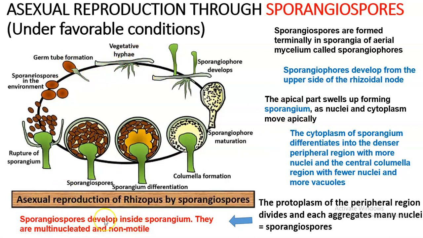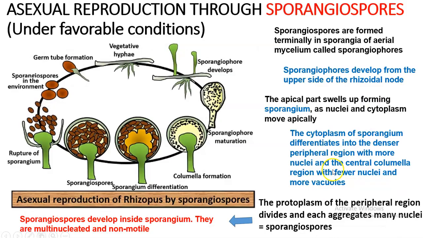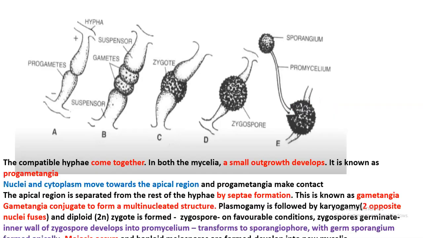So the sporangiospores are developing inside the sporangium. They are multinucleated. Why? The cake piece had many nuclei, right? And they are non-motile. Okay, fine. Now let us move. This is the note. I have explained everything in this note in the previous slide. So this is a similar image, taken from the textbook, but you can follow this image. Okay, fine. Now sexual reproduction in Rhizopus.